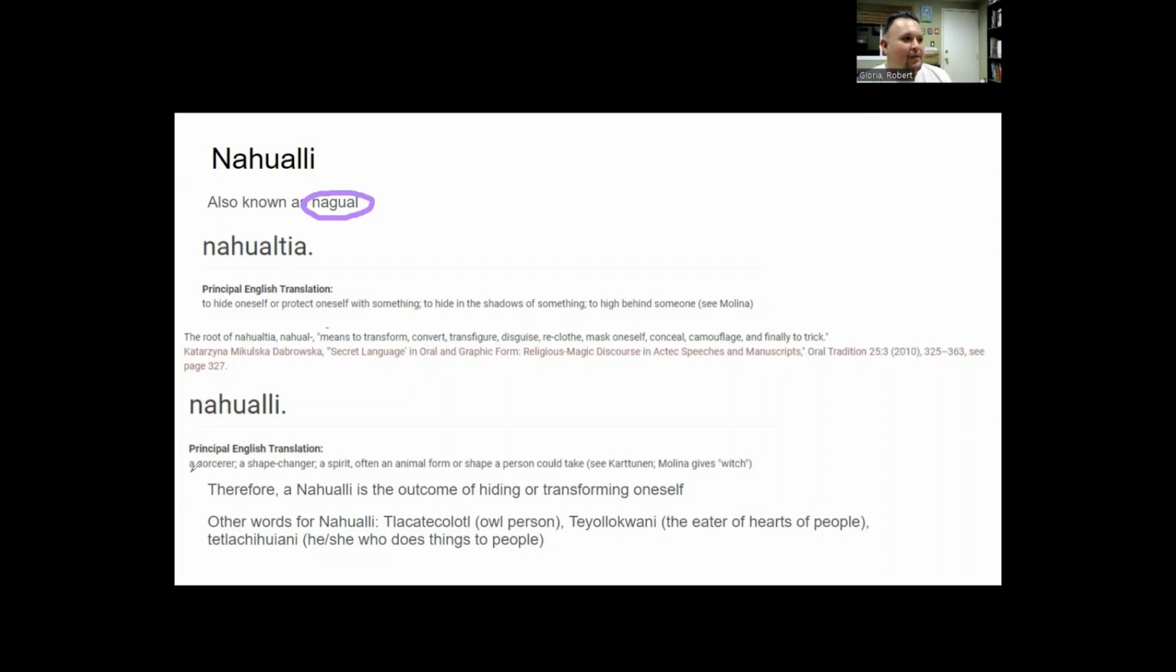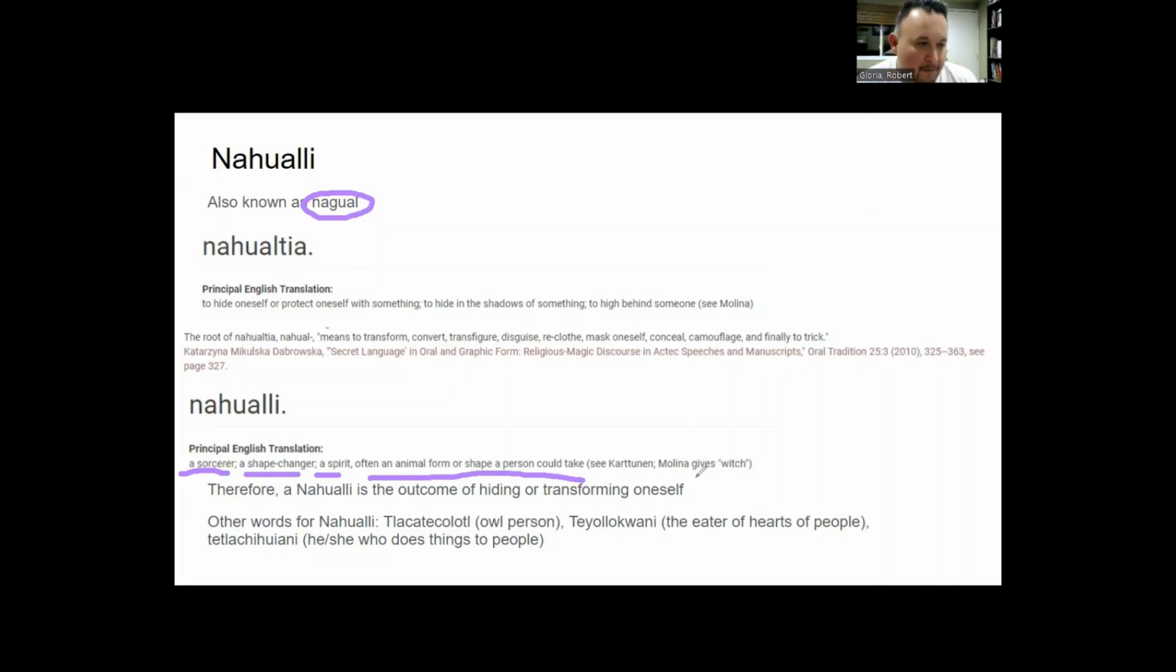I think here we go. There is such a variety of definitions for this. Malinali, everybody says it's grass, right? But for nahualli, everybody says something different. Some of them say it's a sorcerer, a shape changer. Some even say it's a spirit or an animal form a person could take, right?